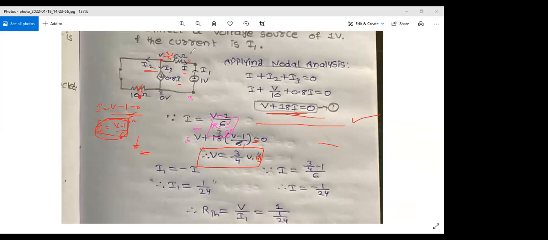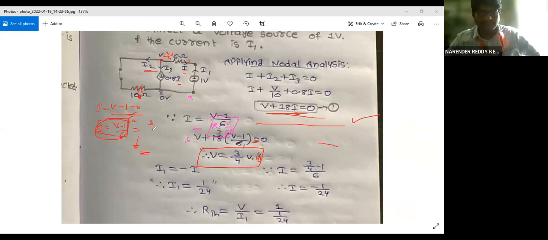So fine, let it be. So see, what's the value of I I'm going to get here if I substitute the value of V equal to 3 by 4? I'll get it as 3 by 4 minus 1 by 6. So what's the value you're going to get? 1 by 24, right?